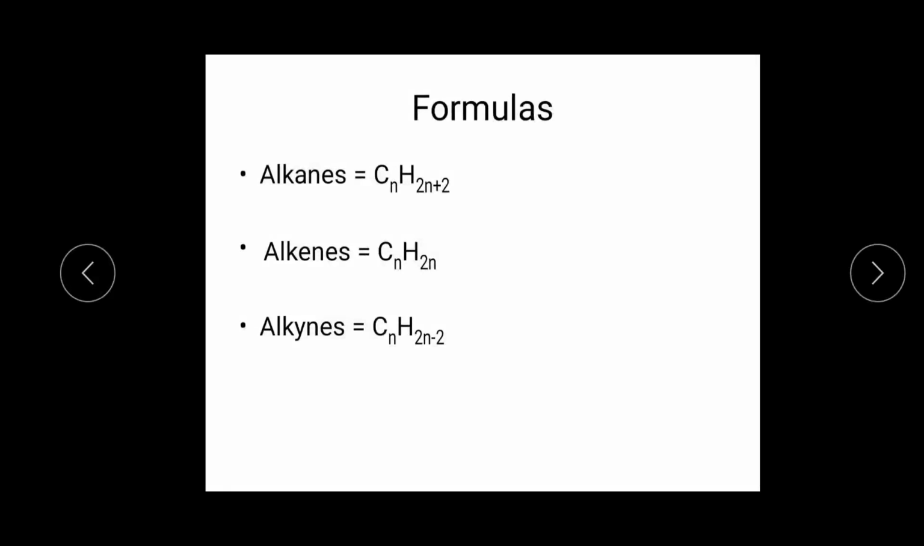And now, let's talk about the following formulas. We have alkanes, CnH2n+2, alkenes, CnH2n, and alkynes, CnH2n-2. I want you to remember all of these formulas.